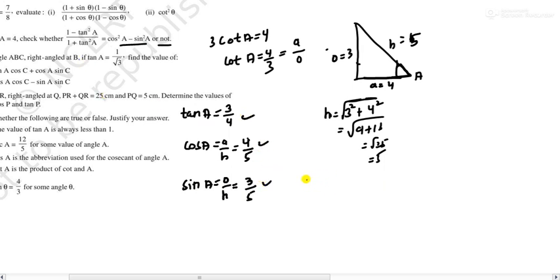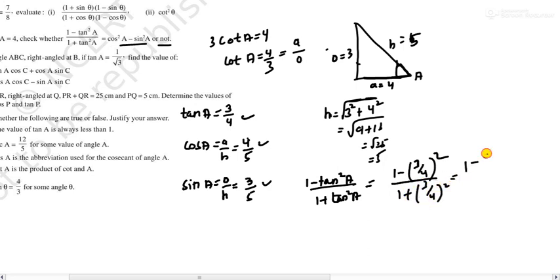Now take LHS. What is LHS in that question? 1 minus tan square A divided by 1 plus tan square A. So on substituting here, you'll get 1 minus, what is tan A? 3 by 4. Yes, substitute it like this, square, and 1 plus 3 by 4 square. So this becomes 1 minus 9 by 16, and this is 1 plus 9 by 16, correct? So on solving, doing LCM, we'll get 16 minus 9, and here you'll get 16 LCM, 16 plus 9.